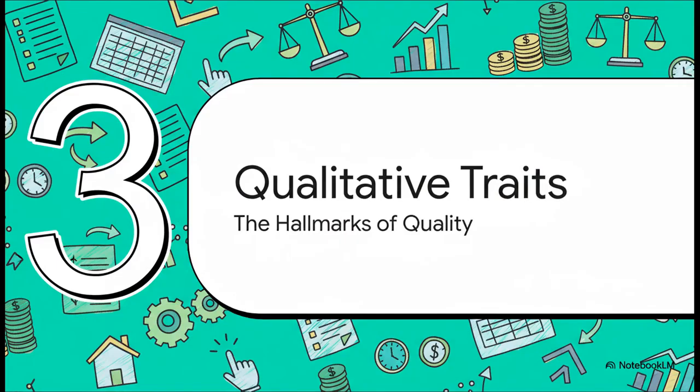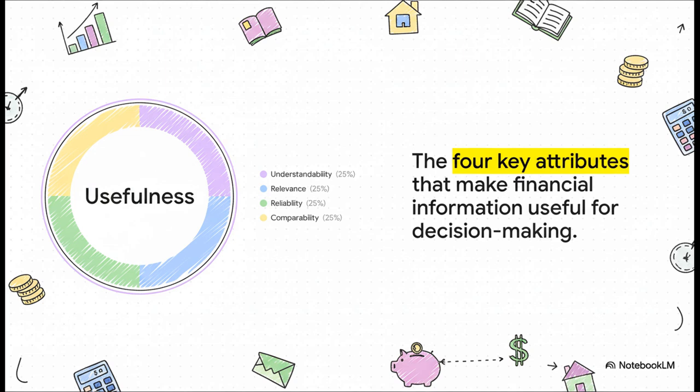Okay, we've got our assumptions locked in. But what actually makes financial information good? Useful for making real decisions. That's where these qualitative characteristics come into play. They're the hallmarks of high-quality financial reporting. The framework points to 4 main qualities.